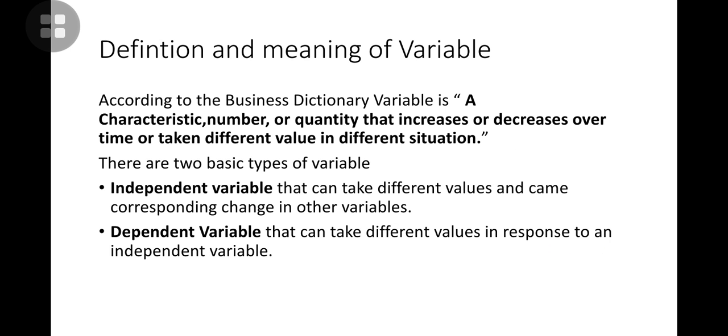There are two basic types of variable: independent variable and dependent variable. An independent variable can take different values, causing a corresponding change in other variables, and a dependent variable can take different values in response to an independent variable.